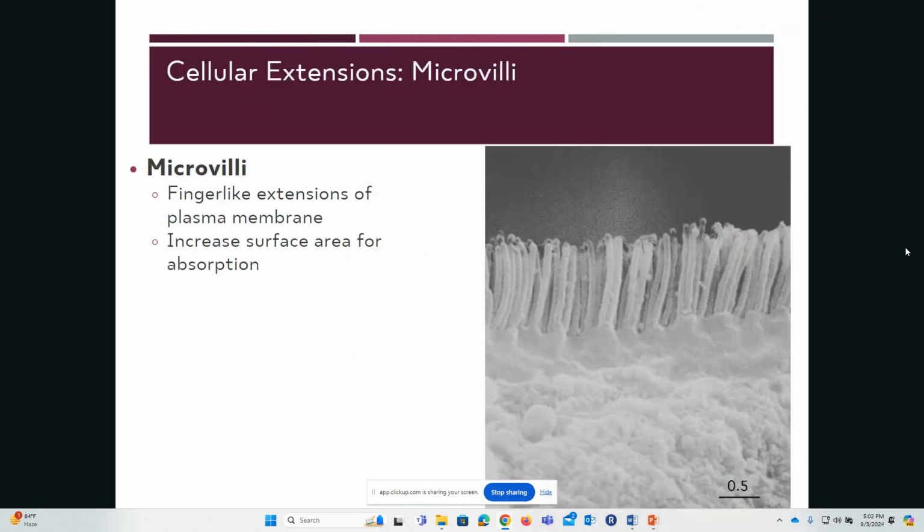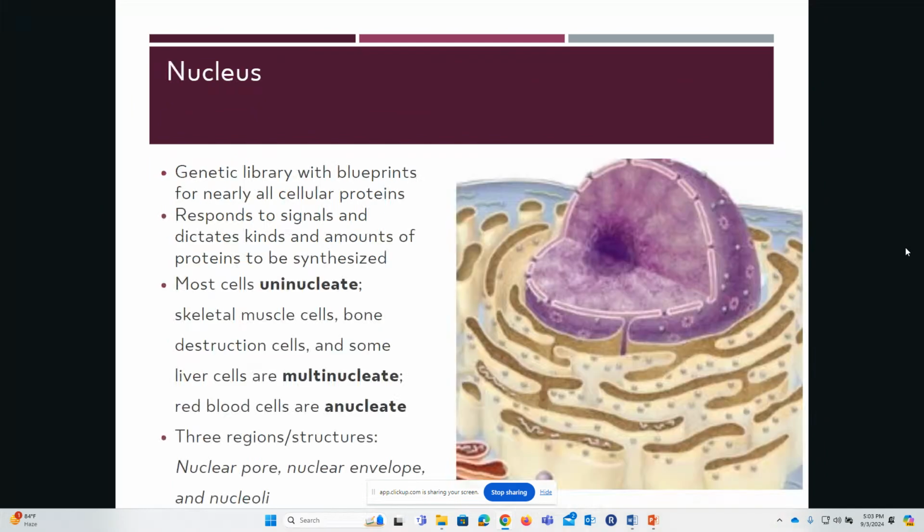And then you also have another type of cellular extension, microvilli. But microvilli are not something that's attached to the cell membrane, like cilia and a flagellum. Instead, microvilli are actually finger-like extensions of the plasma membrane that increase surface area for absorption. They're really just extensions of the plasma membrane, so they're very much connected to the plasma membrane, not separate and connected, but a part of.